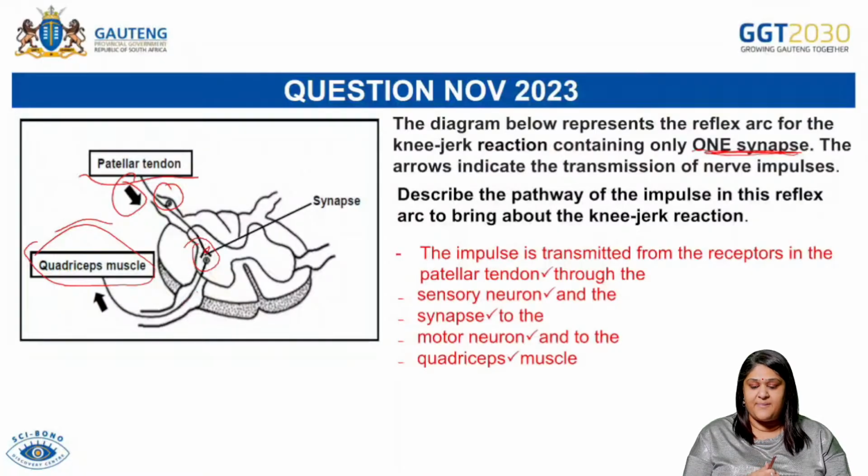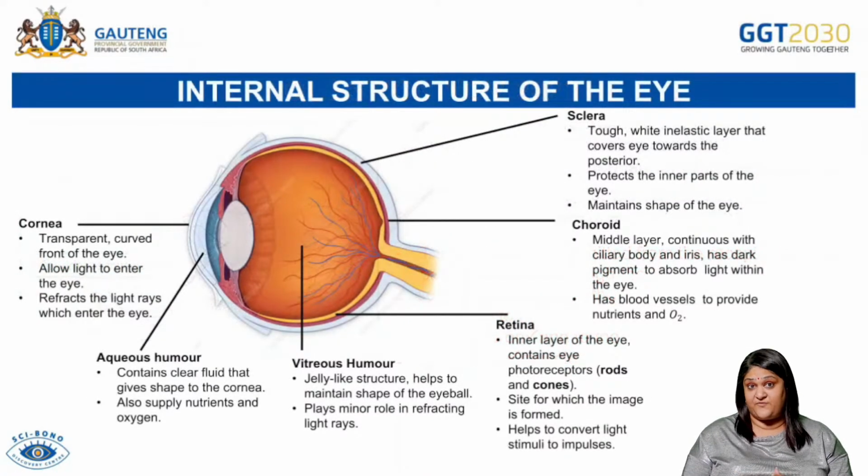So you say the impulse is transmitted from the receptors in the patellar tendon through the sensory neuron and the synapse to the motor neuron and then to the quadriceps muscle. Simple. They just want you to describe the pathway of the impulse. Are you all fine with that?